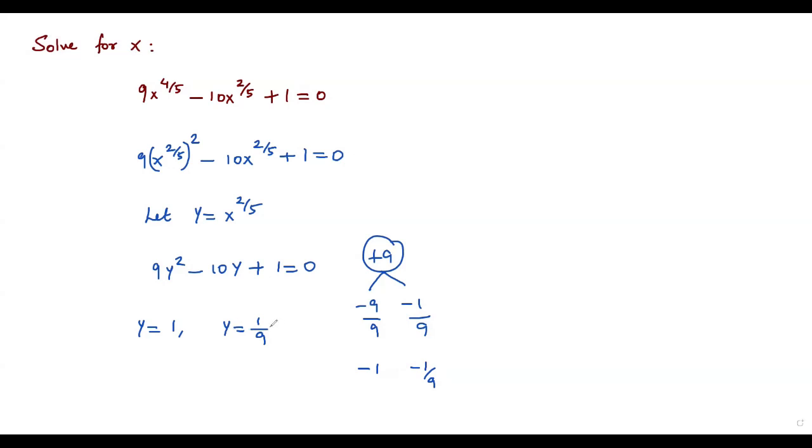Actually, y is a variable taken by us. It has to be replaced by the original stuff, that is x to the power of 2/5. So now in this equation y equals to 1, I am going to plug in x to the power of 2/5 for this y, and also in this equation as well.